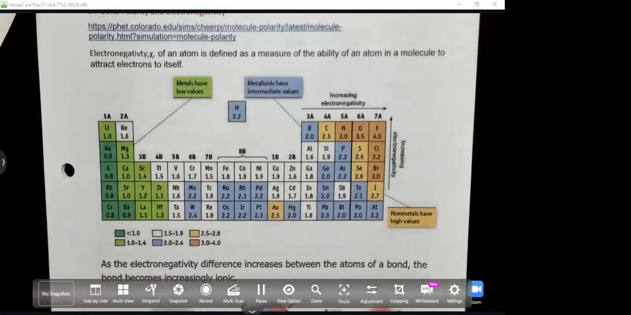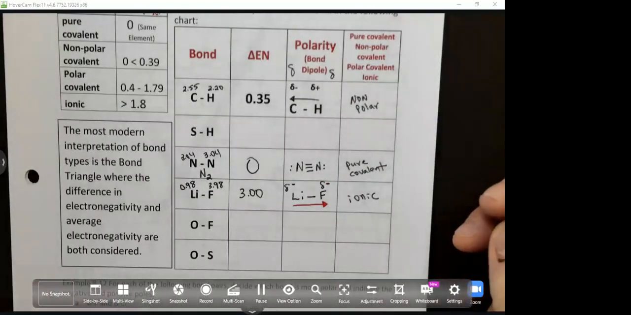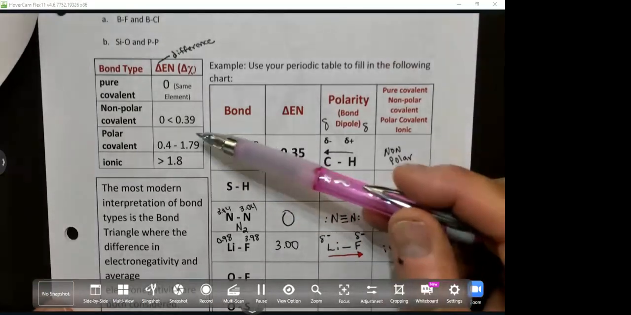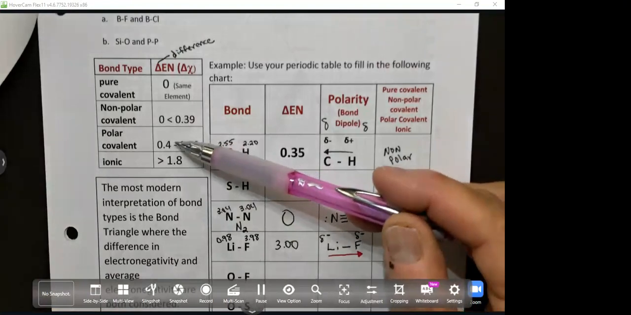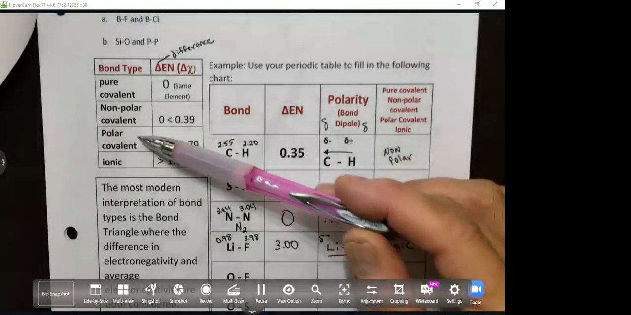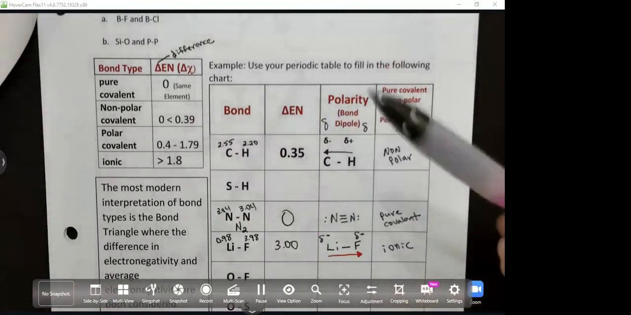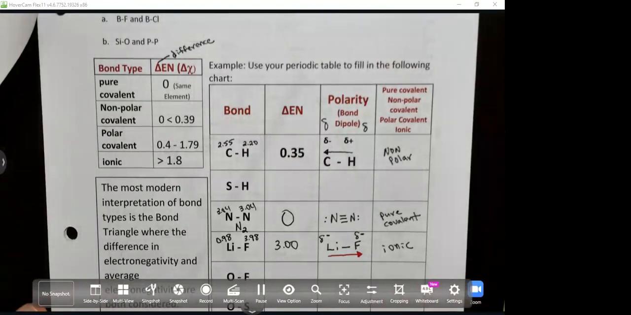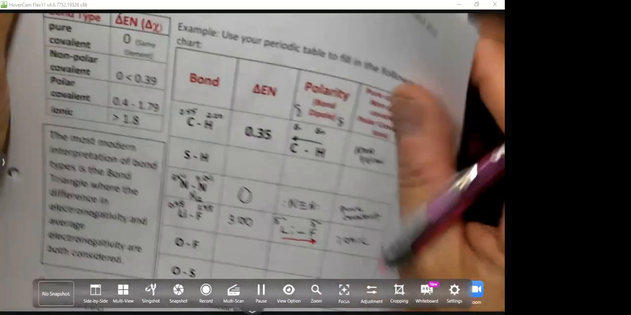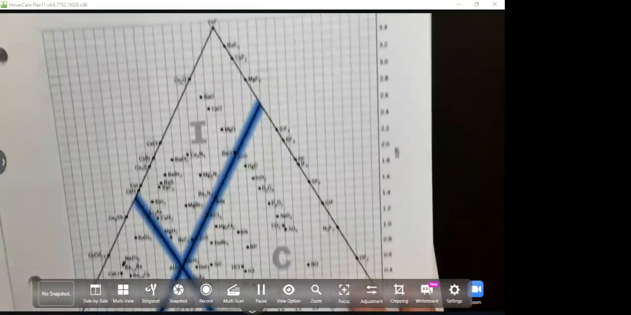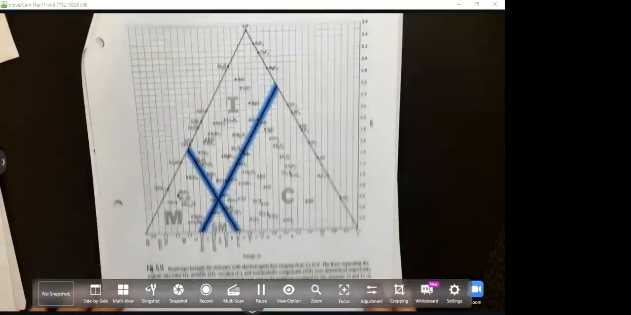Last time we looked at these bonds and we said if the electronegativity difference is less than 0.39, we have nonpolar covalent. If it's between 0.4 and 1.79, it's polar covalent, and greater than 1.8 is ionic. When you have another textbook, those numbers could be different, so that is not set in stone. A more accurate representation of what you have for bonds is this bond triangle. So find this bond triangle.